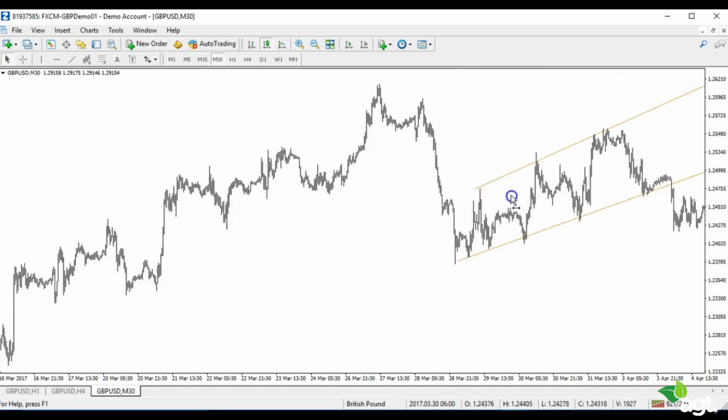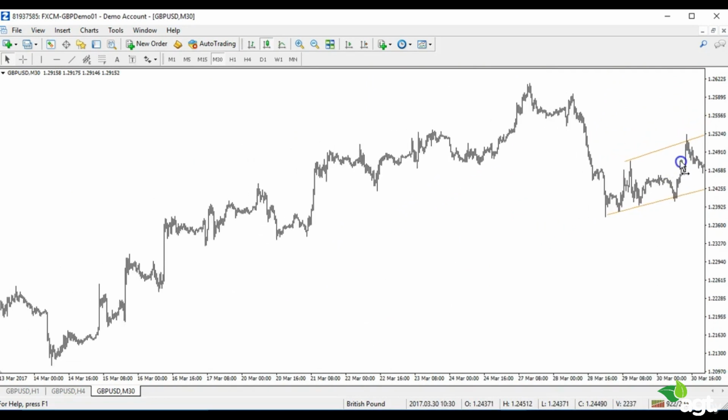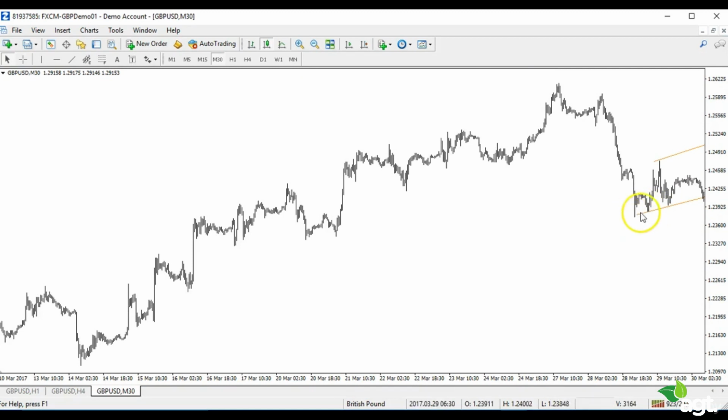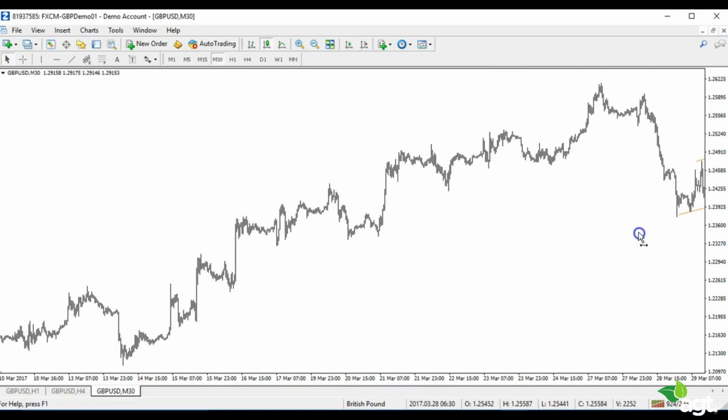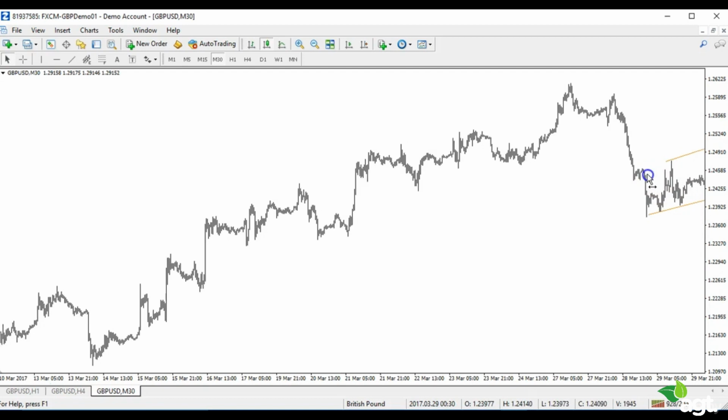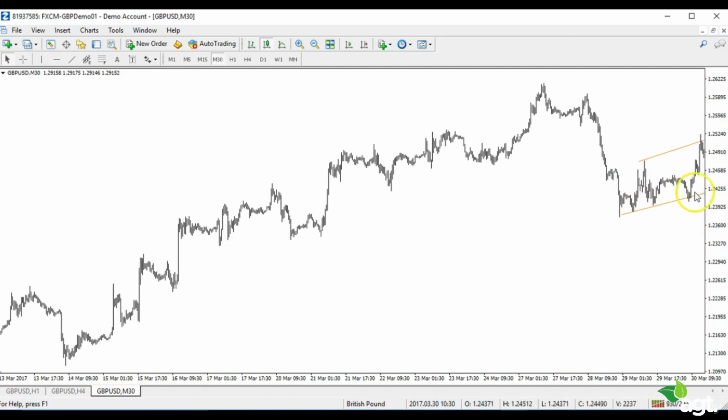So for example, here is a pattern here, okay? I can see that there is a little bounce there. There's a third bounce there, okay? So I can know the bottom line. I don't know the top line, but I know this line here.